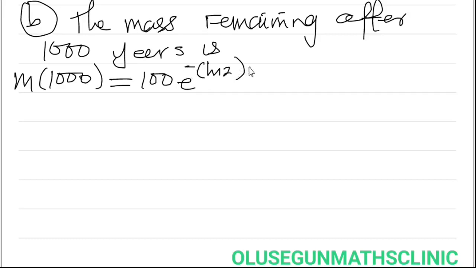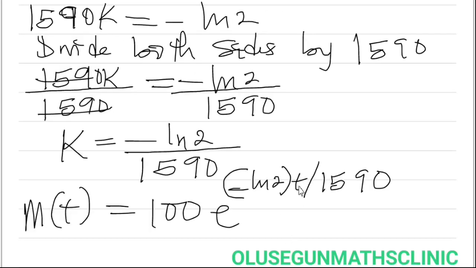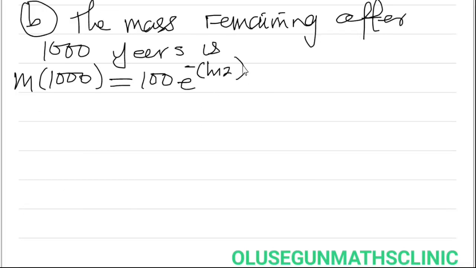You know there is a time here. You see the formula? The time here, you put 1,000 times 1,000 divided by, everything is under exponential, 1,590. So, pressing much of your calculator, you have 100 exponential minus ln 2.